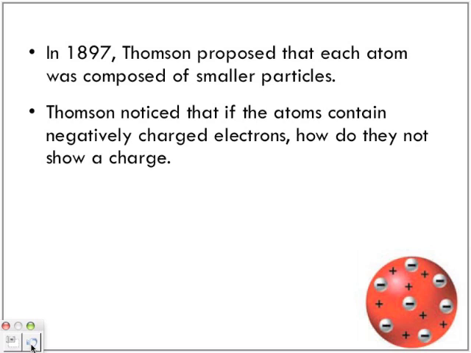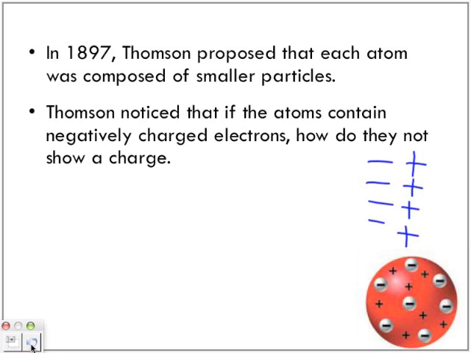Thomson noticed that if atoms contain negatively charged electrons, how do they not show a charge? So he had these negatives, and he said, okay, each one of these atoms has these negative charges, but I haven't really noticed that there's a charge associated with each of these atoms. So how can you have a whole bunch of these negatives and show no charge? So he came up with the idea that there must be the same number of positives associated with it.